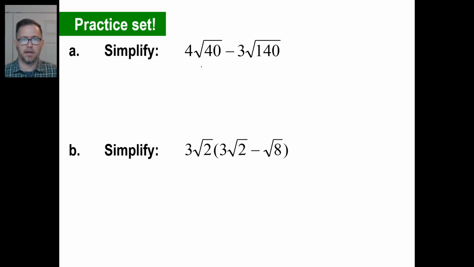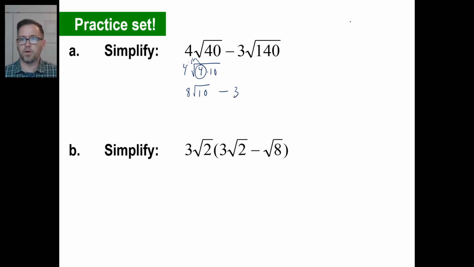Okay. A, I would look at this and go 4 times the square root of 40, and then 3 times the square root of 140. Let me just double check to make sure I'm in the right spot here. Okay, yeah, I'm good. All right, 40, you can break that down into 4 times 10. That's 40, right? So the square root of 4 is 2. That's what we end up taking out here and multiplying by. So we have 4 times 2 is 8. We have a square root of 10 left in there, correct? All right? Minus 3 times the square root of 140.